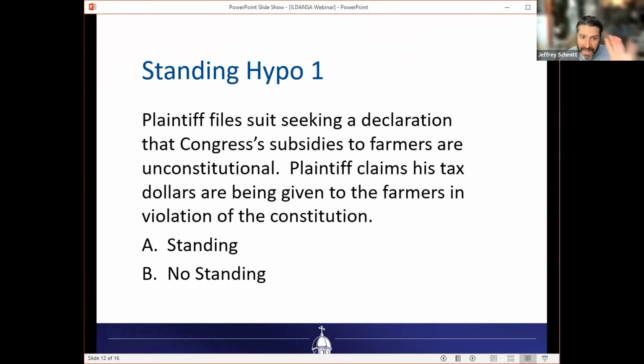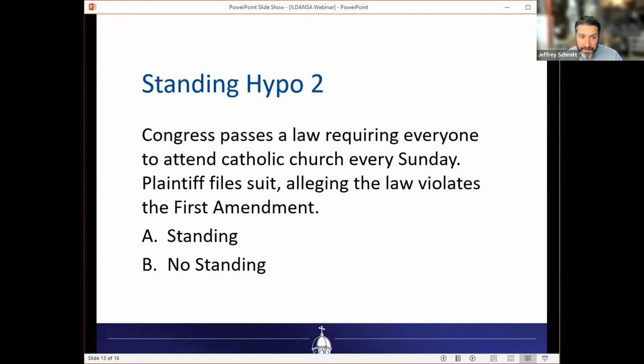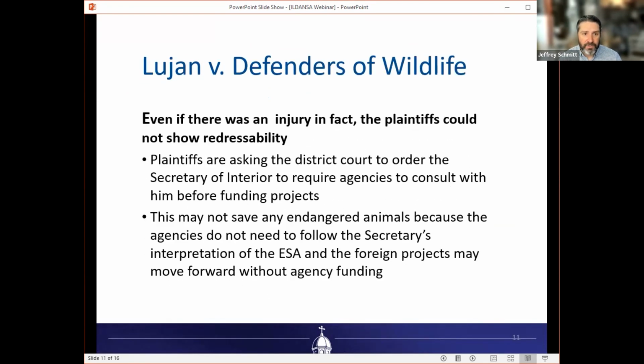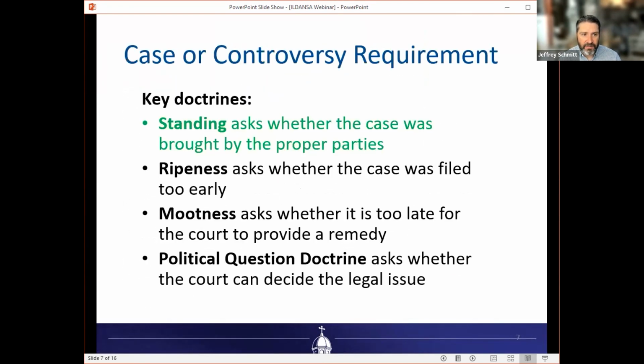I would have slides like this on the screen, and I would ask you to type into the comment box if you think it's A or B. And we would go through a number of these, and we would talk through them to make sure that everybody's getting the right answer. Then we go on to the next doctrine. So then we go on and do ripeness, then we do mootness, political question doctrine, and then I would have an essay at the end that we could all work through again, and I could give you feedback on.